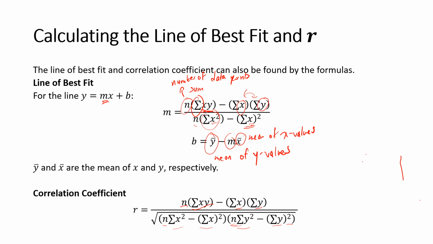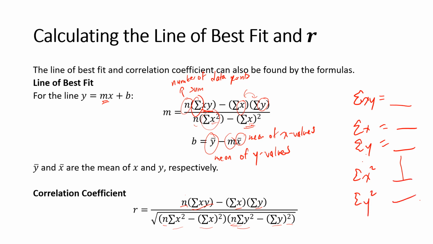What I like to do, if I have to calculate manually, is calculate each of these sums separately. You can write them on the side somewhere, and then do your calculations, and then you can plug the numbers into the formula after you've done all these sums.